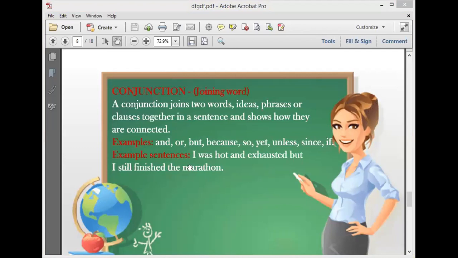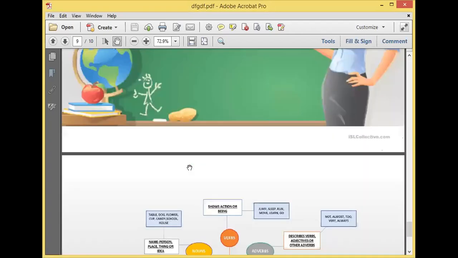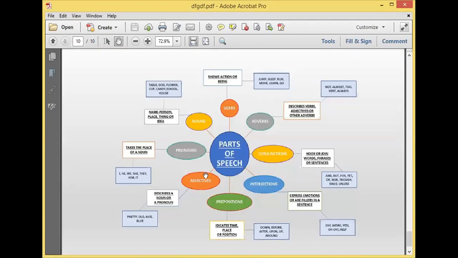Now let's move to another one, which is the interjection. We will leave it because you are not asked for such information. So all in all, these are the main parts of speech, right? And I made this so you can study them easily. We can recap what we have studied in this lesson.